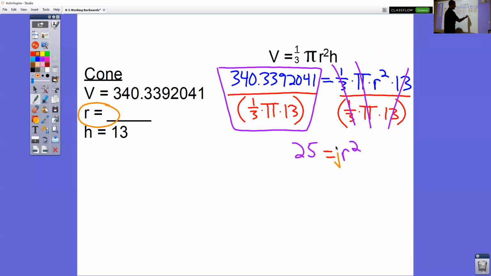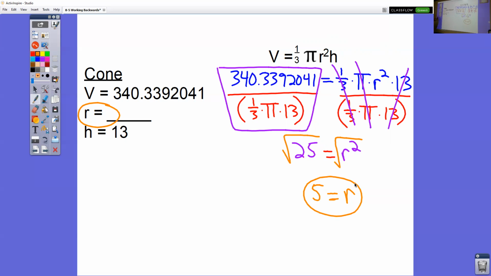The opposite of squaring a number is to take the square root of a number. So take the square root. Whatever you do to one side, you have to do to the other. The opposite of squaring a number is to take the square root. So that's how we get that r all by itself. Second button, x squared button, 25, hit equals to do the square root. The square root of 25 is 5, because 5 times 5 is 25.